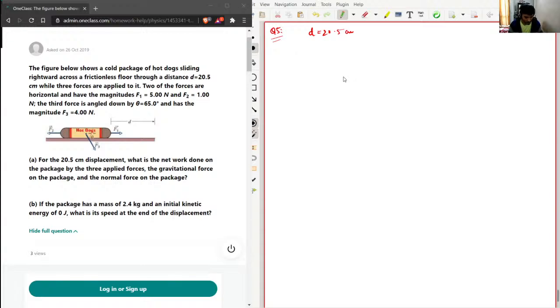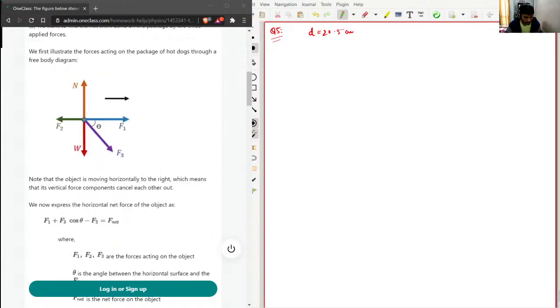For the 20.5 centimeter displacement, what is the net work done on the package by the three applied forces, the gravitational force on the package and the normal force on the package? And if the package has a mass of 2.4 kilograms and an initial kinetic energy of 0 joules, what is its speed at the end of the displacement? So I will first look at the solution given by the junior tutor.